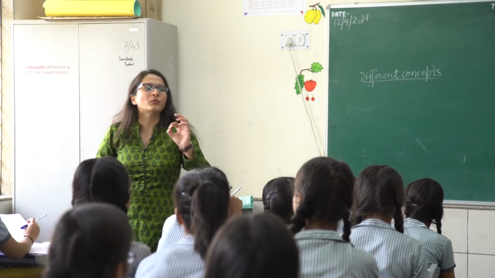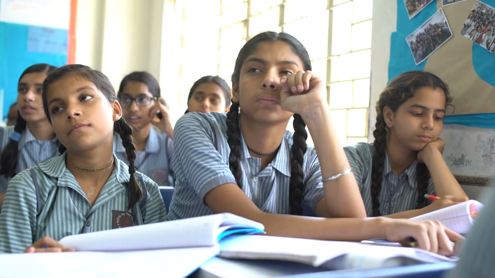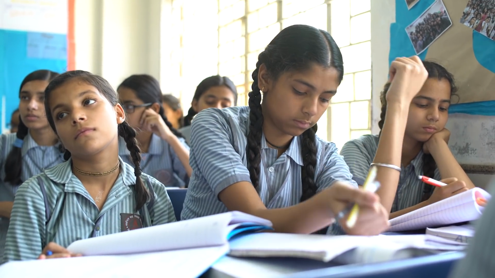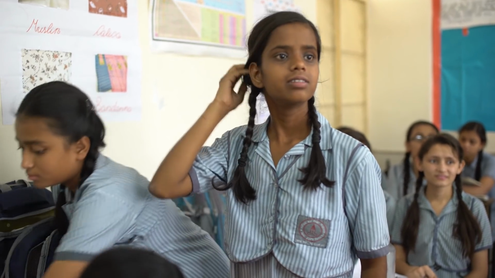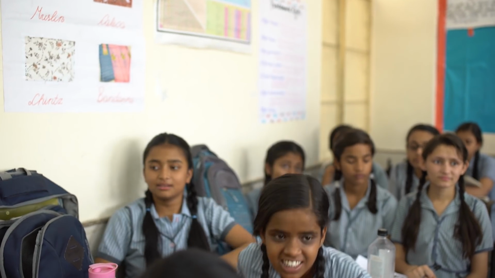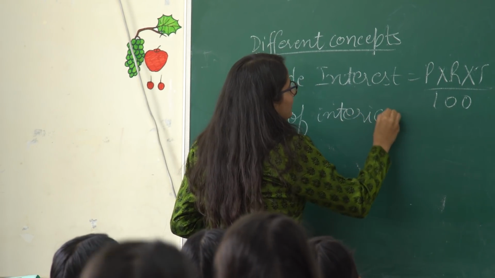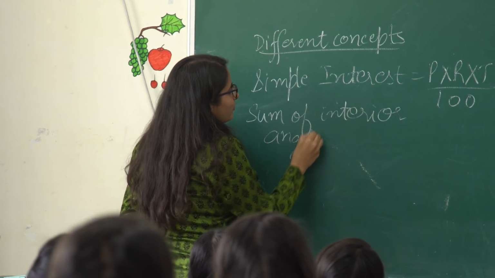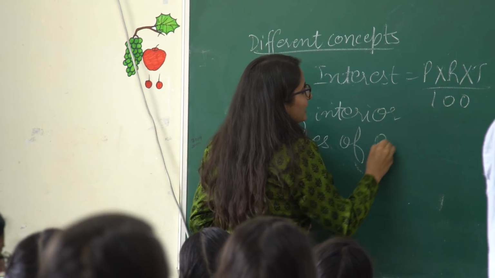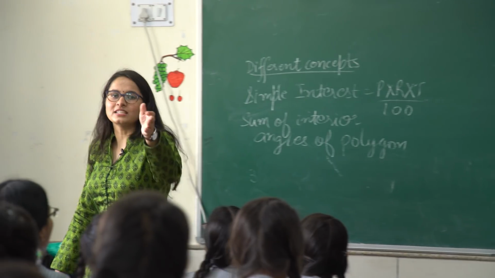Can you quickly tell me what were the different concepts that were revised in this worksheet? Sonali? Very good. And what's the formula for simple interest, Sonali? PRT upon 100. Yeah. Principal into rate into time by 100. The sum of interior angles of different shapes with different sides, the sum of interior angles of a polygon, and also basically what a polygon is. Was there anything new that you learned? Any new term? Yes, Khushi?